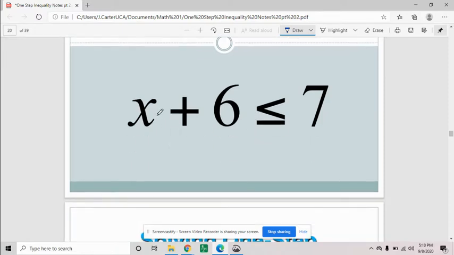So in this example, I need to get x by itself, so the opposite of +6 is -6 to both sides, leaving me with x is less than or equal to 1. So if I were to do this on a number line, oh wow, that's very bad. With 0 being here, 1 is here.